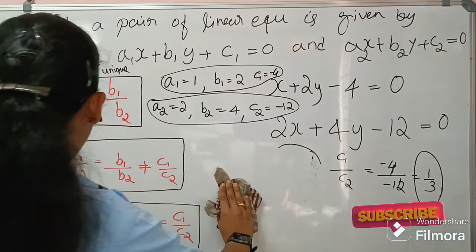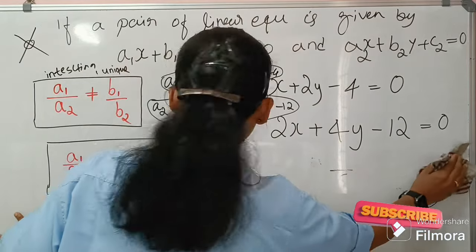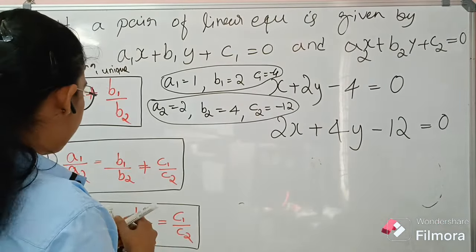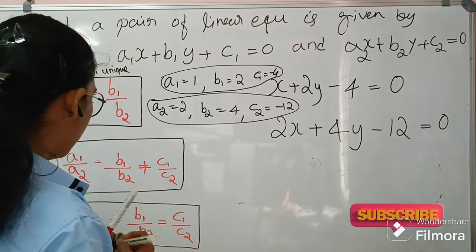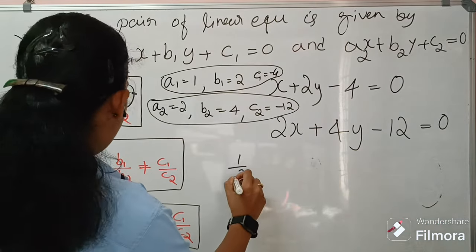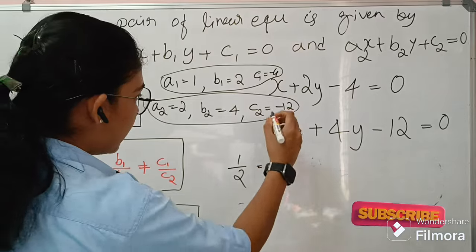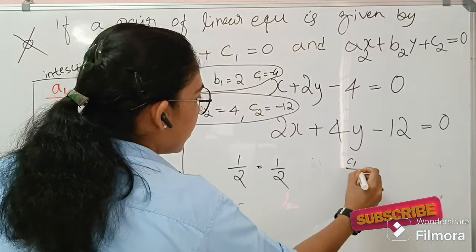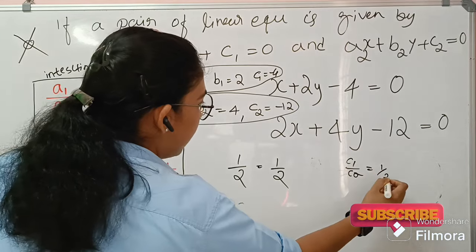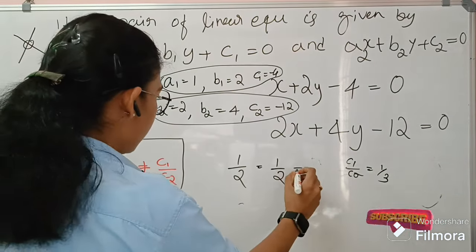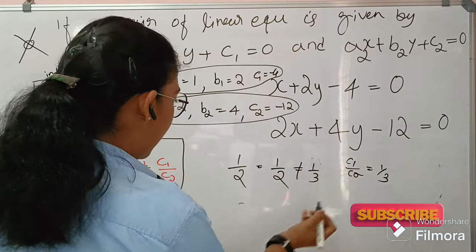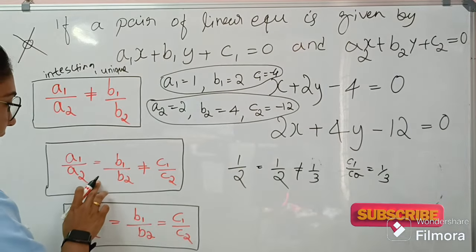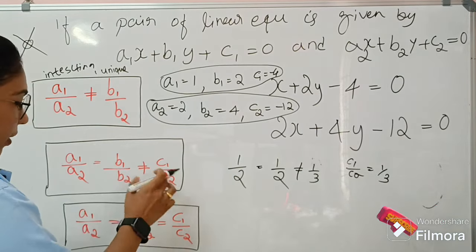Then what is the second one? That is A1 by A2 equal to B1 by B2 not equal to C1 by C2. So we know that A1 by A2 is equal to 1 by 2, and B1 by B2 we get 1 by 2. And what is C1 by C2? It is 1 by 3. Okay. So, which is not equal to 1 by 3.